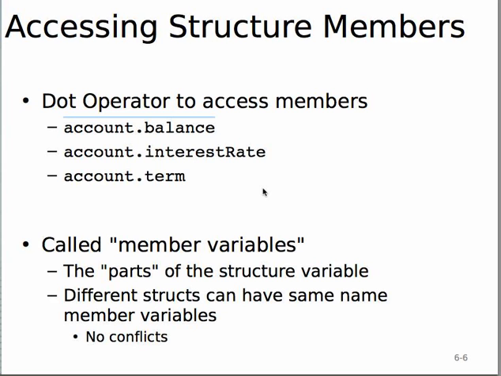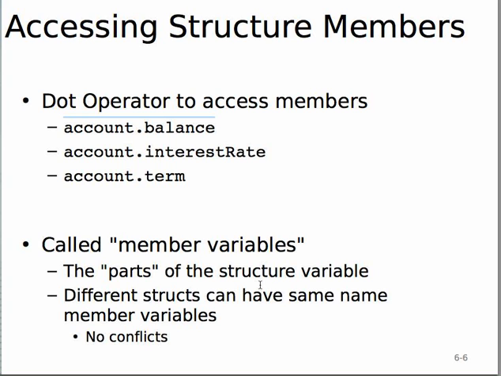In the last video, we saw how to set up a basic, very simple struct, and we also saw that we can use the dot operator to access members. We can have member variables, or in Java we're used to calling them data members, and these are the parts of the struct variable. You can have different structs with the same data members, the same member variables with the same names, and there's no conflict. If you have two structs with the same int x inside, it's not a problem.